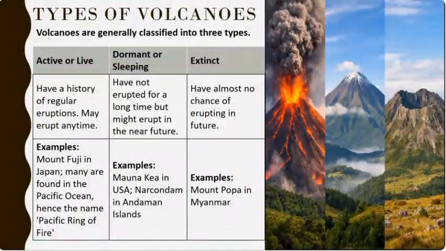Volcanoes are generally classified into 3 types: active or live, dormant or sleeping, and extinct. Active volcanoes have a history of regular eruptions and may erupt any time, such as Mount Fuji in Japan and many in the Pacific Ring of Fire. Dormant volcanoes haven't erupted for a long time, but may erupt in the future, like Mauna Kea in the USA and Narcondam in the Andaman Islands. Extinct volcanoes, such as Mount Popa in Myanmar, have almost no chance of erupting again.